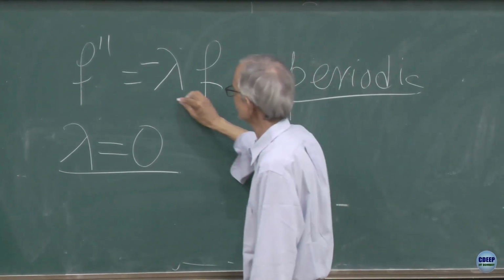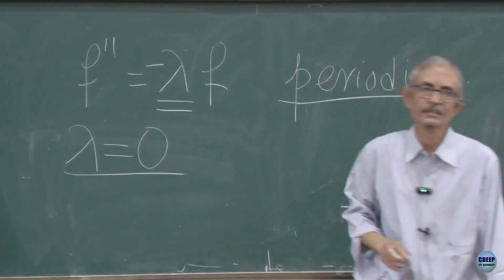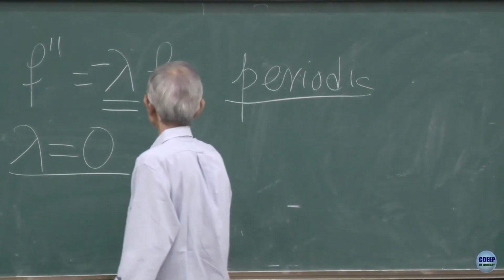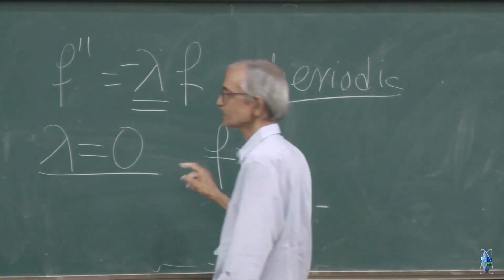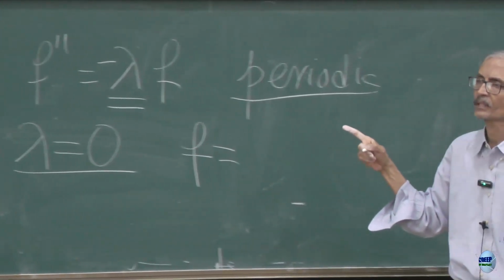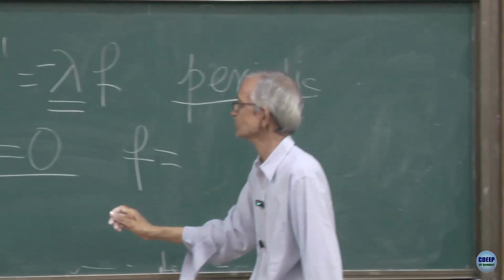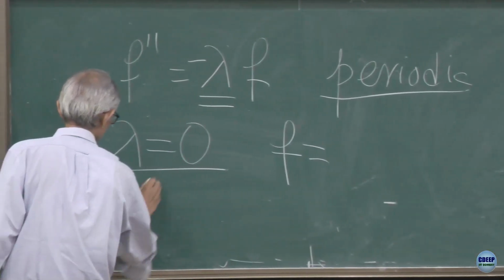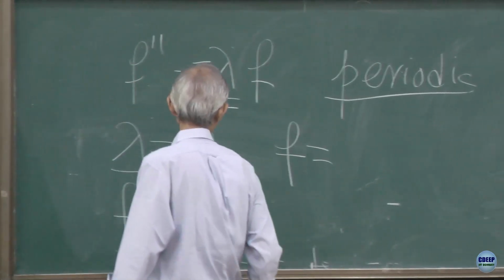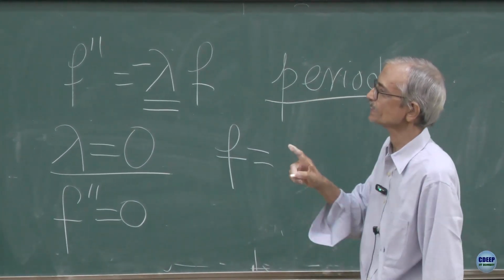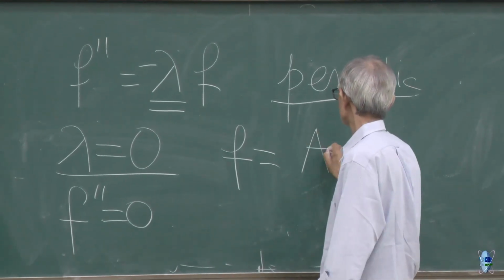Now let us say that lambda is equal to 0. Suppose lambda equal to 0. What is f if lambda equal to 0? f double prime is equal to 0, which means what is f? Linear. So f is linear, and let us call it ax plus b.